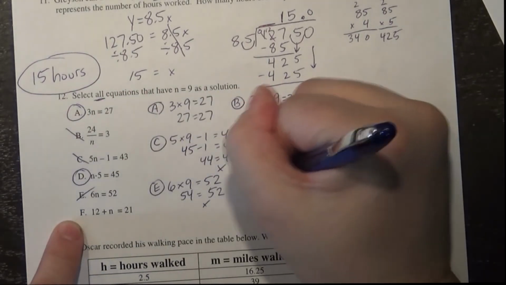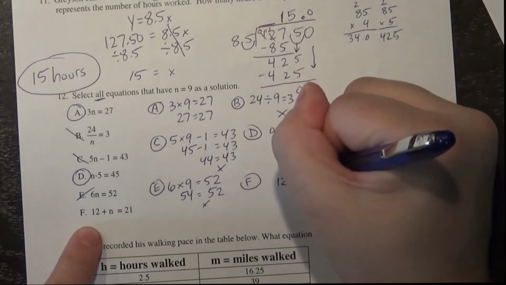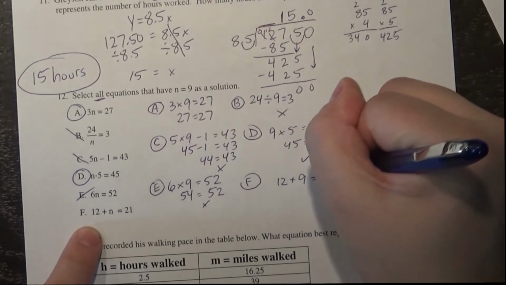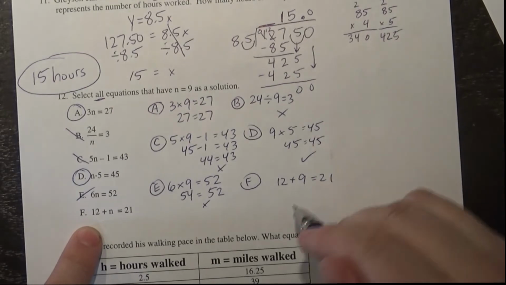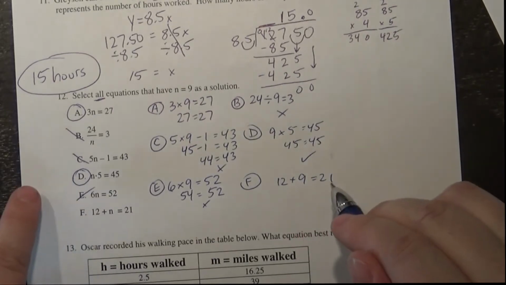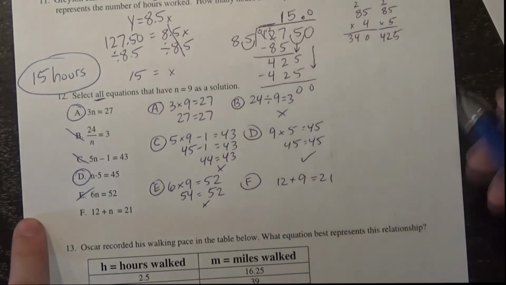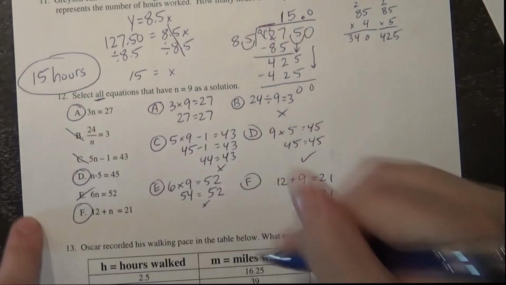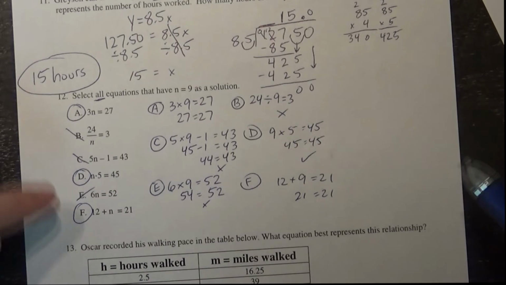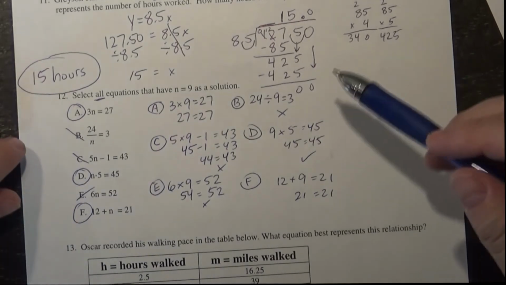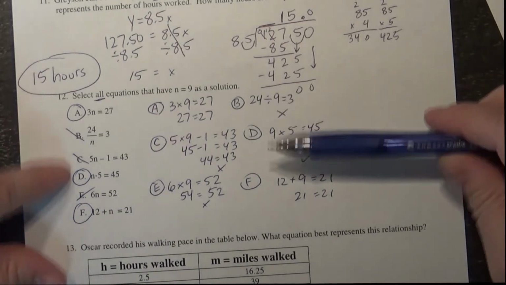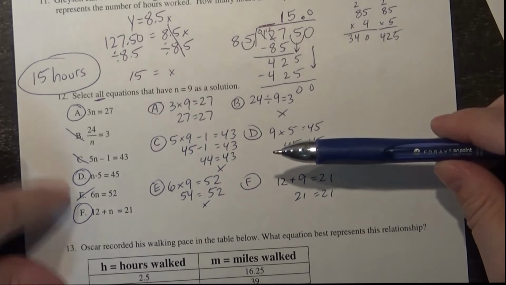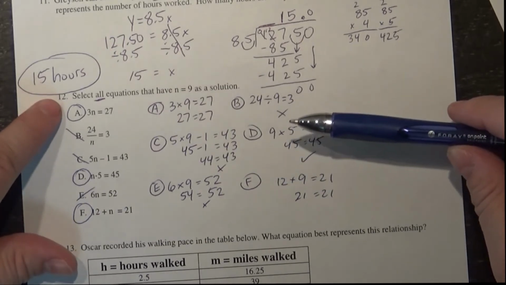Letter F, it says 12 plus n, which is 12 plus 9, equals 21. Let me really think about this for a minute, because I don't want to get this wrong. 12 plus 9, that would be 21. So check it out. A, D, and F are my answers. But again, on our test, be aware it could be more than just 3 answers that are correct. We want to select all the ones that are correct.